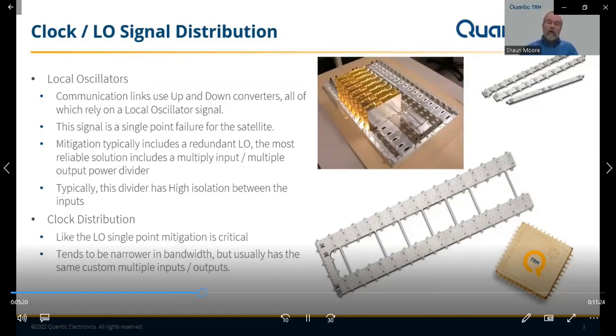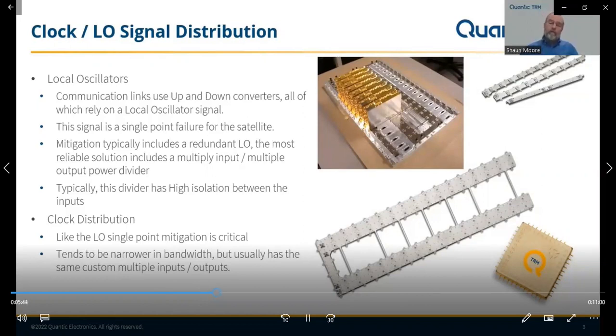But here we're looking at really taking a single source or multiple sources of local oscillators or clock signals and distributing them out across a variety of components, whether we're talking about up or down converters, as well as clocking devices for synchronizing some other data applications.